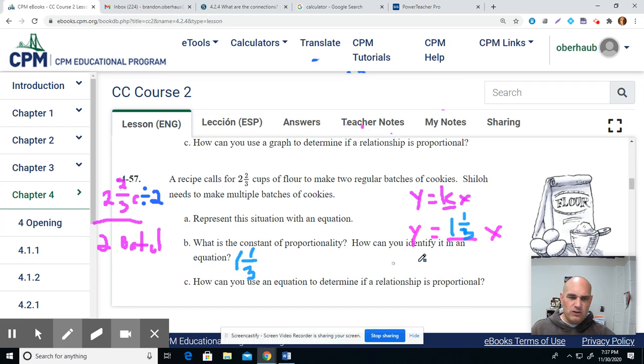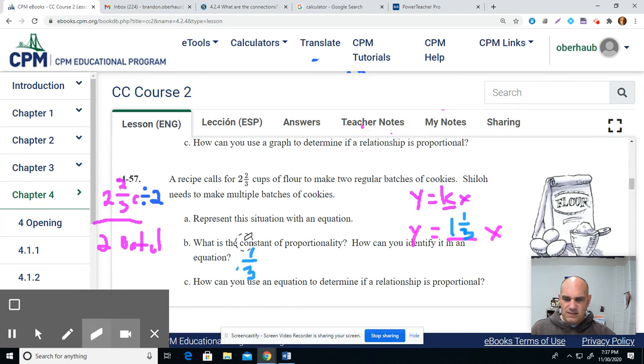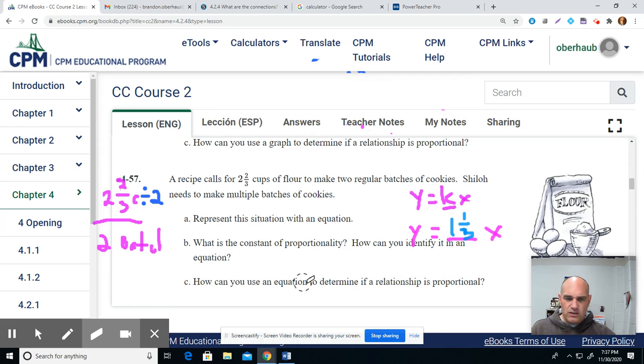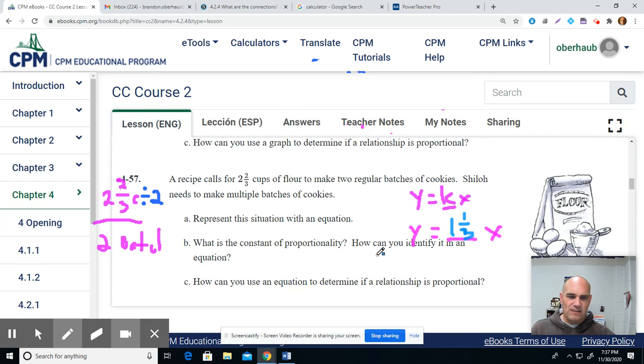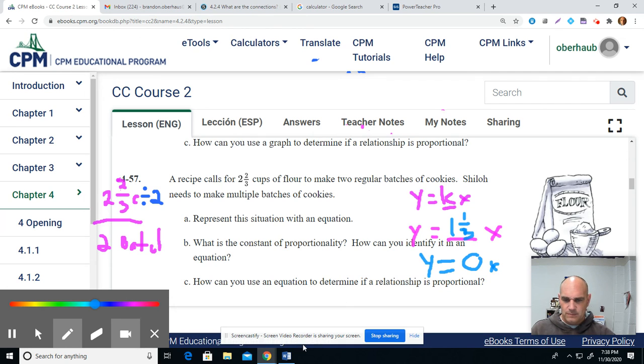How can you identify it in an equation? Because it's always right before the x. It's always that number that we're multiplying the x by. So part C, how can you use an equation to determine if this relationship is proportional? Well, the way we can tell is this is our equation that's always proportional. y equals some number times x. If it's set up like this, then we always know that it's going to be proportional. And since this idea is that I'm always going to multiply a number times x, if that's all I have, then this is proportional. Hopefully that helps.